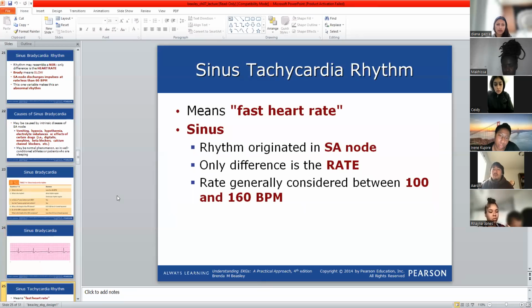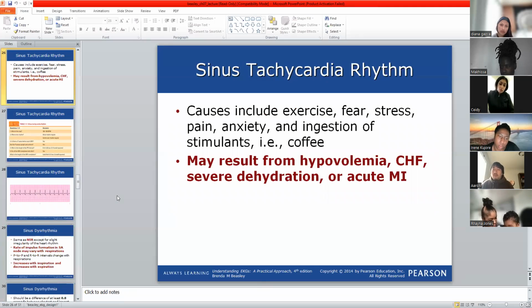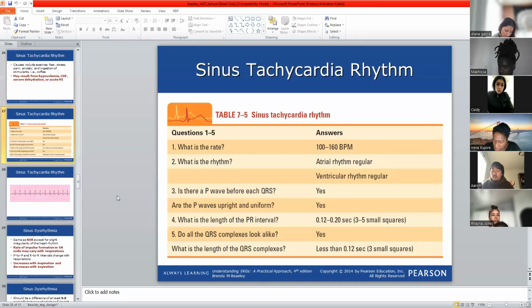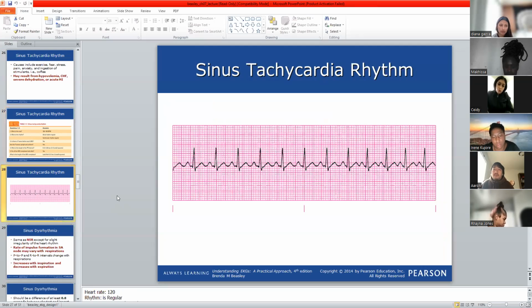Then we get the opposite of the previous one, which is sinus tachycardia. What is the difference? Just the heart rate is getting up, more than 100. And this is like the golden slide. If you compare this one with the others, you'll find everything is the same, but the heart rate is changed from 100 to 160. Then let us practice this.